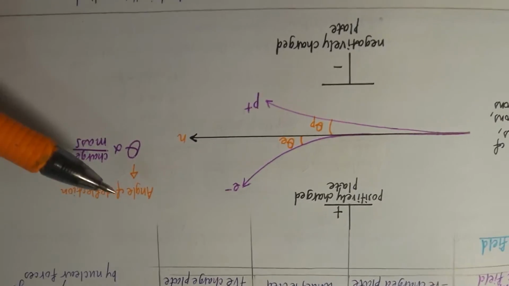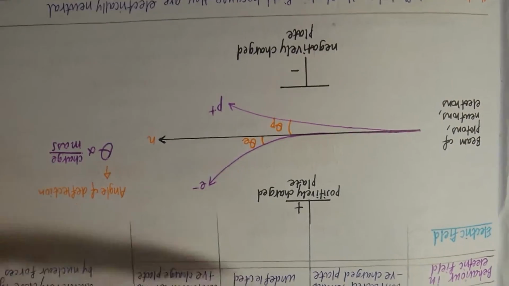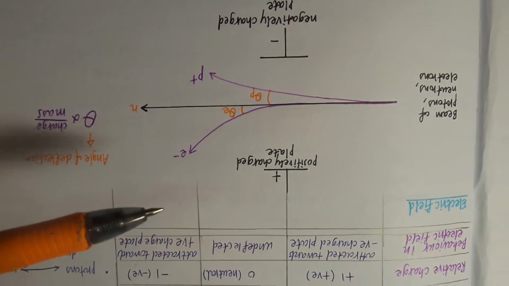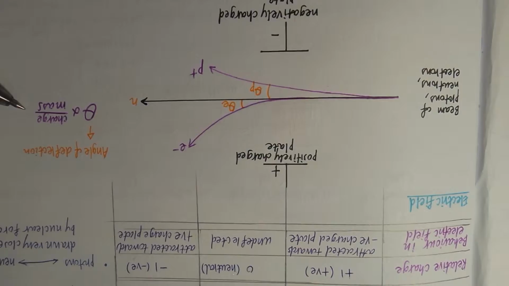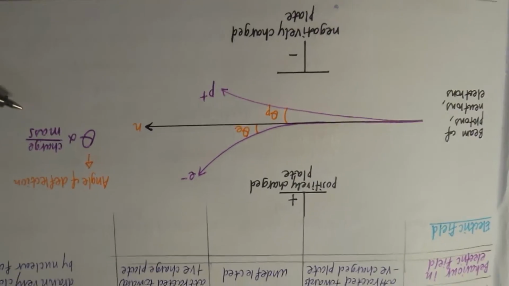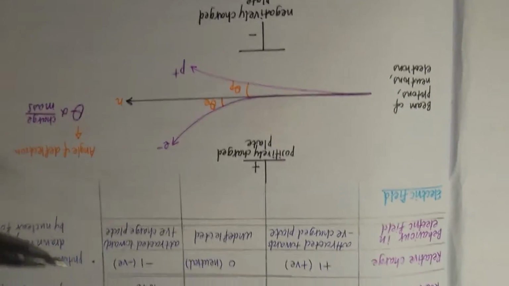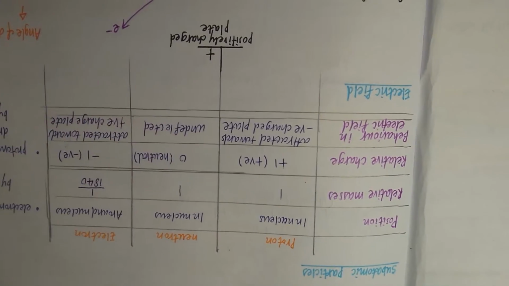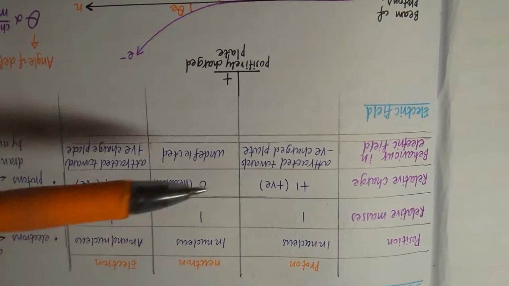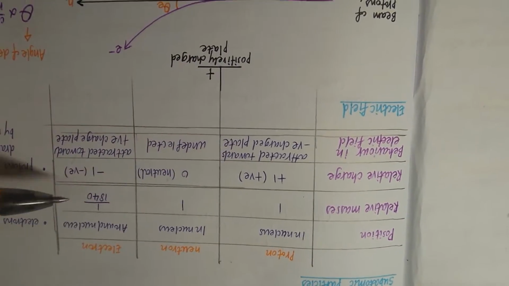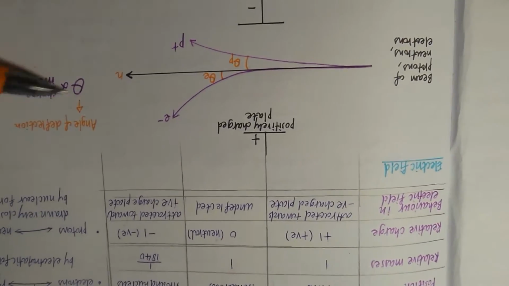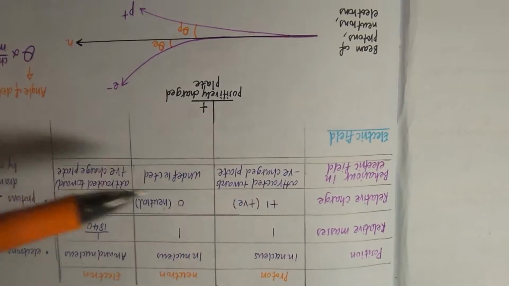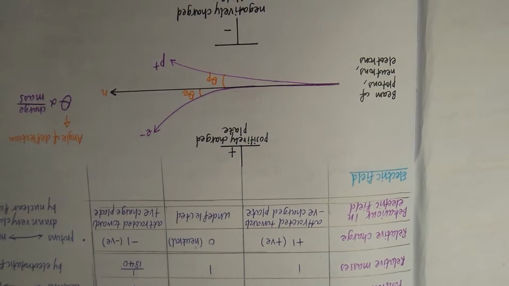Okay, and how do we calculate the angle of deflection in an electric field? It is the charge over the mass. The mass will be given in the question, or you can calculate it using the respective masses, and for the charges you can use the relative charges to calculate it as well.